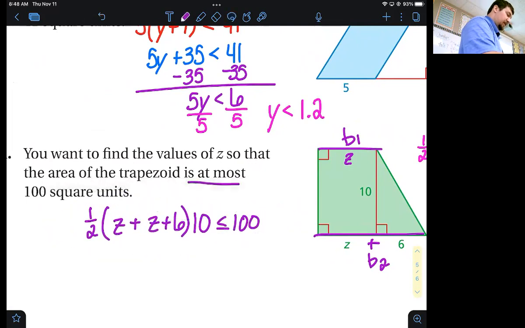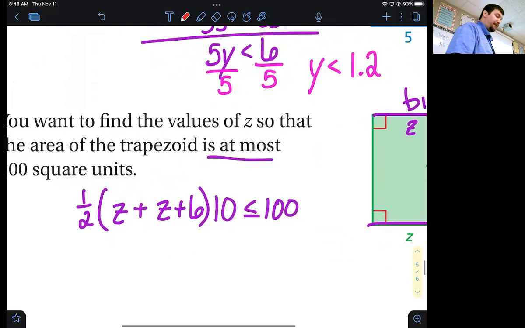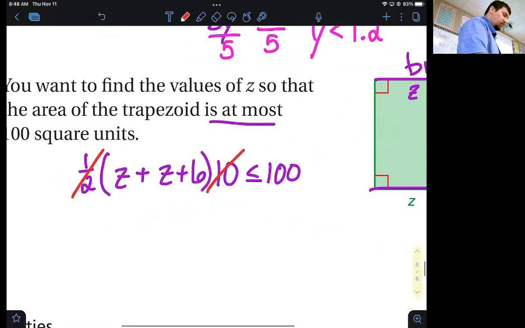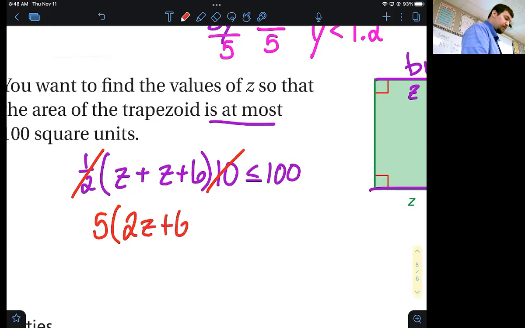Now that looks like a mess. So I'm going to tidy it up a little bit here. First of all, what's 1/2 of 10? Let's just replace that with a 5 then. Also, inside the parentheses, what's 1z plus 1z? 2z plus 6. That looks a lot nicer. Is less than or equal to 100.